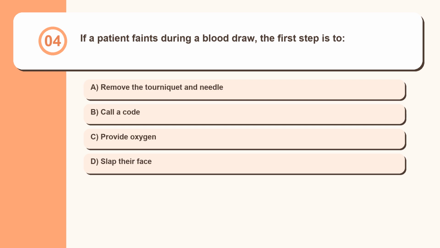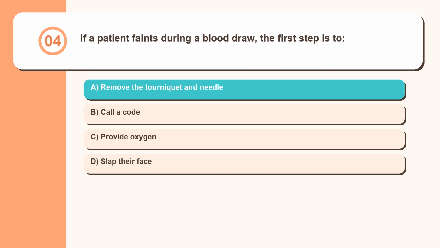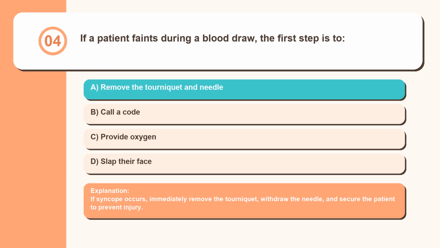Question 4. If a patient faints during a blood draw, the first step is to remove the tourniquet and needle, call a code, provide oxygen, slap their face. If syncope occurs, immediately remove the tourniquet, withdraw the needle, and secure the patient to prevent injury.